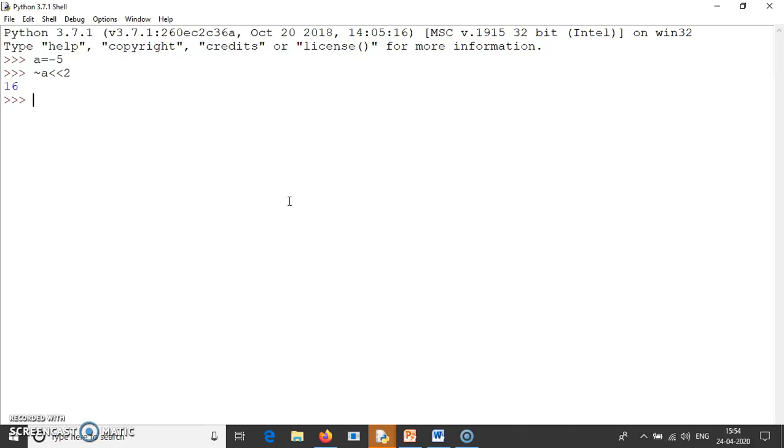Okay, so I can again show it in 2 parts to you. A is equal to -5, and if I do not a, the answer is 4. And then for 4 if I do a left shift 2, that is 16. So combining these 2 steps, first the bitwise not is performed, which results in a value of 4, and then 4 left shift 2 results in the value 16. So if I make it a right shift, the value would be 1. So this is like what we discussed in our examples.